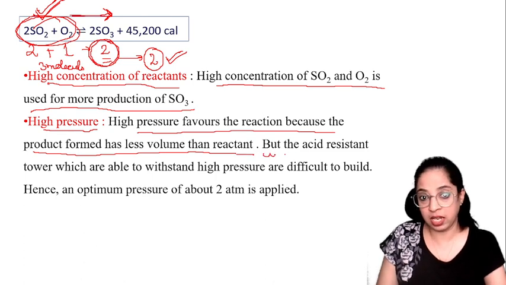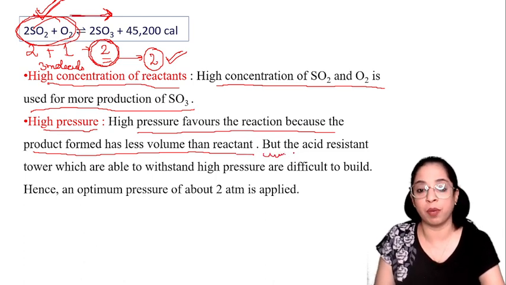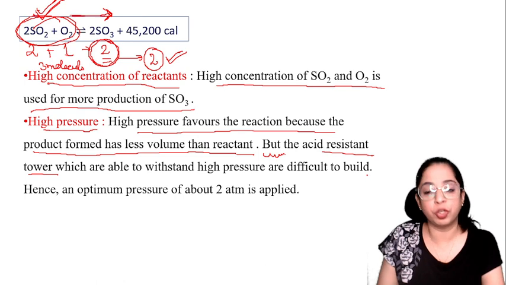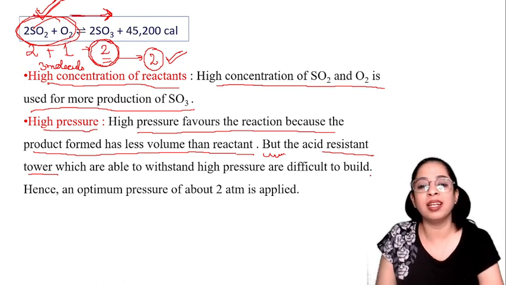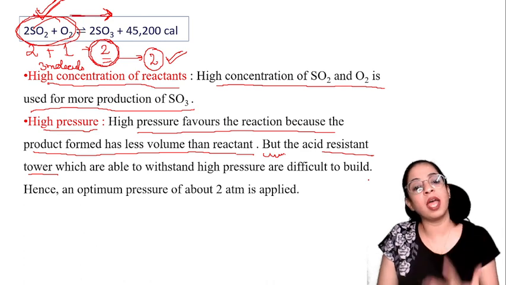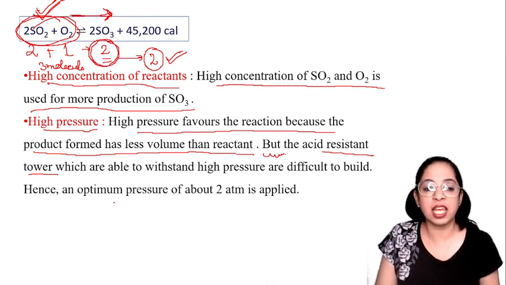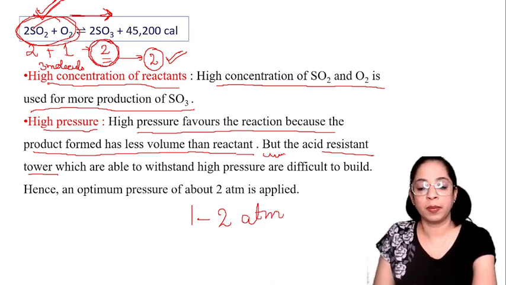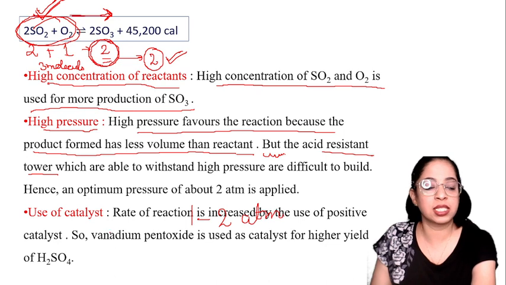But now see, we require high pressure. But acid resistant towers which are able to withstand high pressure are difficult to build. So it is difficult to build towers which are acid resistant and which can withstand high pressure. Hence an optimum pressure of about 1 to 2 atmosphere is applied, right? Let's see the next condition.